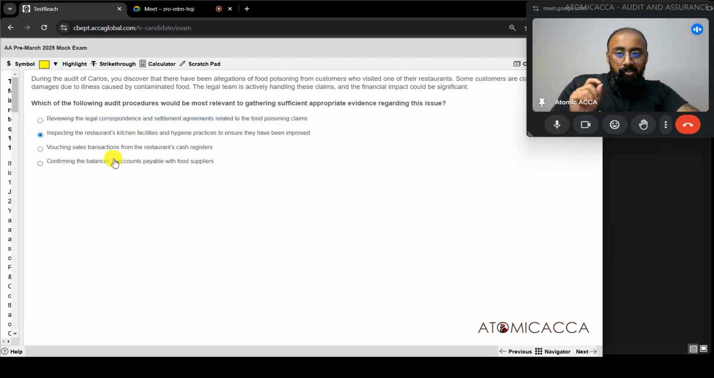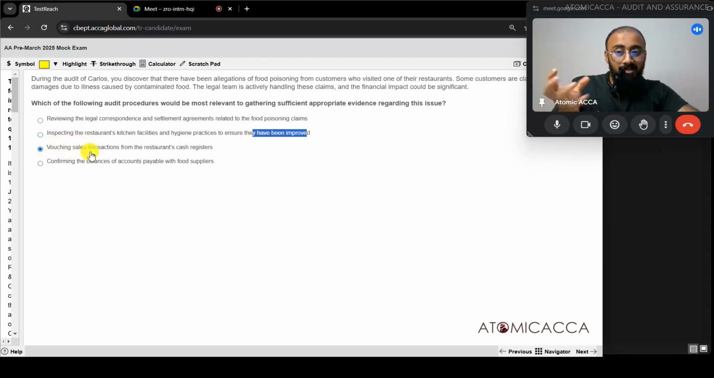Inspecting the restaurant's kitchen facilities and hygiene practices to ensure that they have been improved. Now, whether they have improved or not is part of their control maintenance. But this is not going to give me any idea about what this legal case is going to be. Just because they improve their kitchen doesn't mean that a court will say, okay, no problem, everything is sorted out. No. So if I go and check the kitchen whether things are proper or not, this will not give me any idea about the legal case. So option B is out.